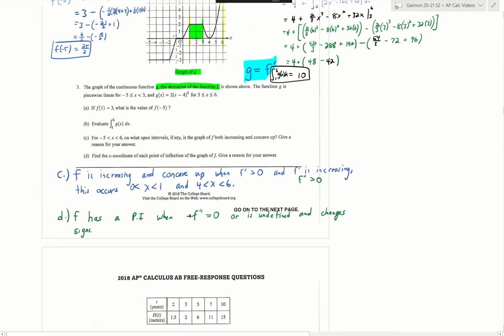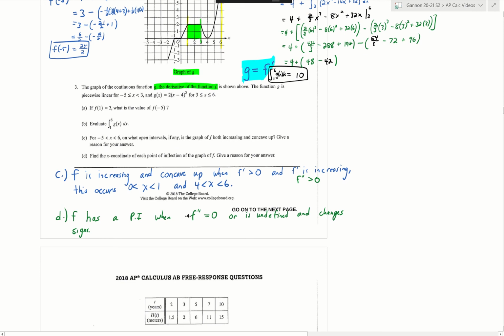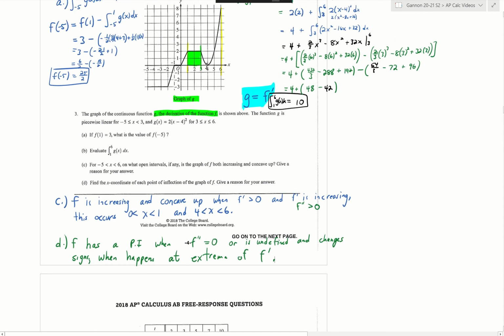Now, the graph that we're given is not f double prime, it's f prime. So f has a point of inflection when f double prime is 0 or undefined and changes signs, which happens at extrema of f prime. So any relative extrema of f prime is going to be a point of inflection. So as we look at the graph, the only relative extrema that we have is this point right here, this relative minimum, when x equals 4.